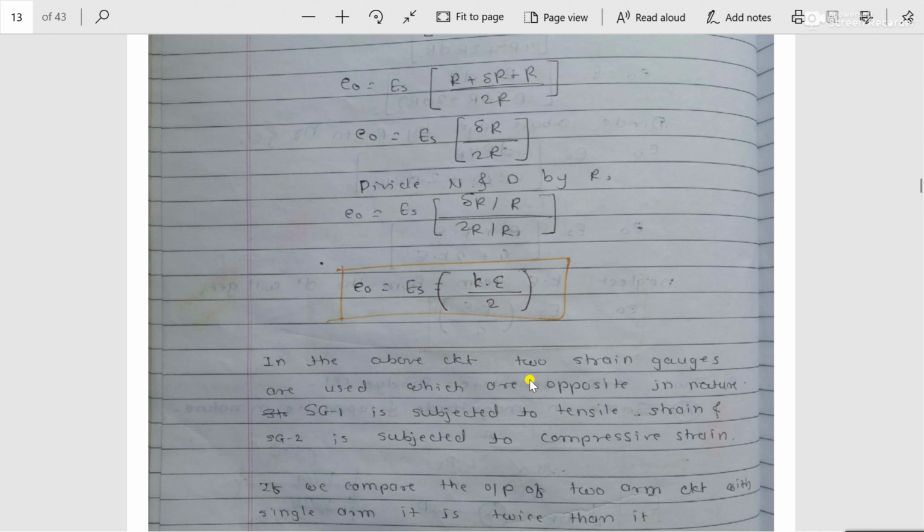That means if we increase the number of strain gauges in any application or in the Wheatstone bridge circuit, the output of this particular bridge circuit, or of this particular instrument or component, also increases. So this is the output of the two arm sensitive bridge circuit for the condition same in magnitude, opposite in nature.